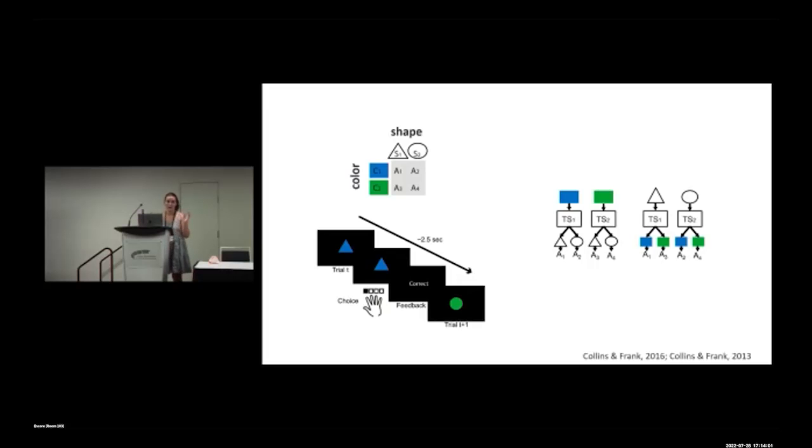So this broadly aligns with the predictions of the tree model that I was just talking about, but we can't really make any claims about how people are navigating through these representations with these simpler two-dimensional stimuli.